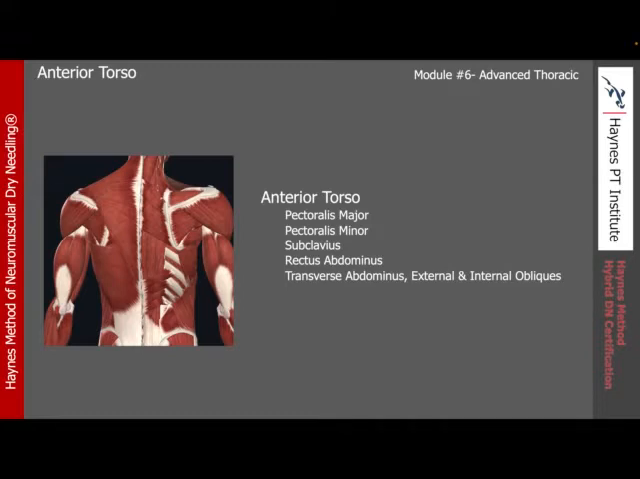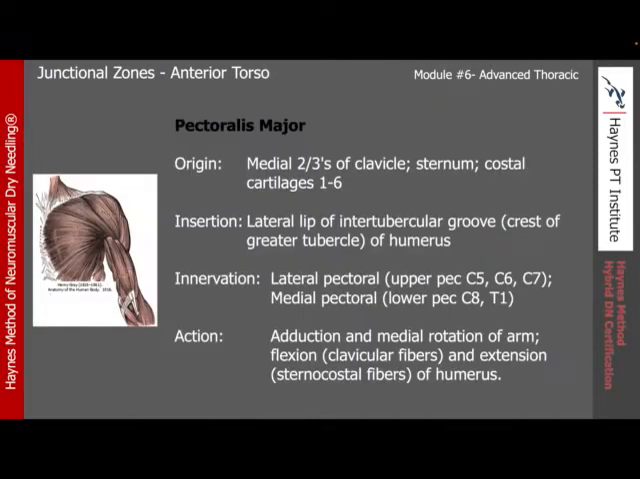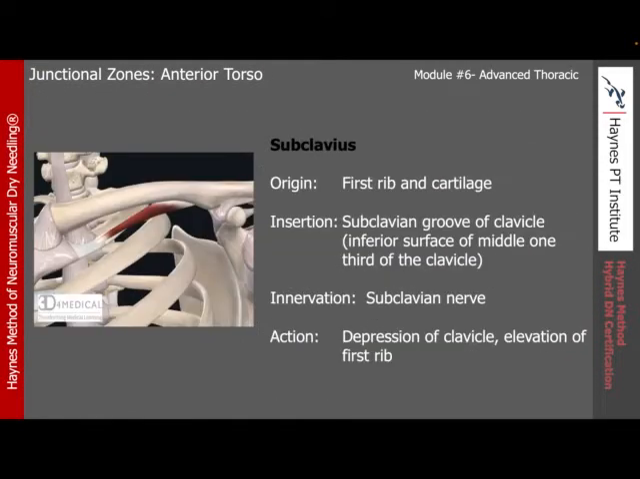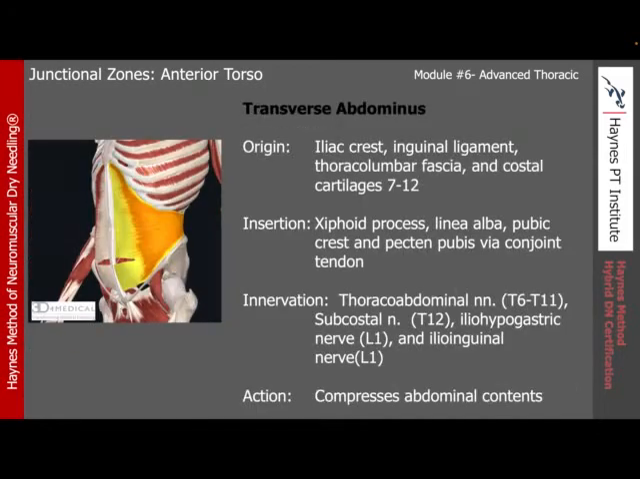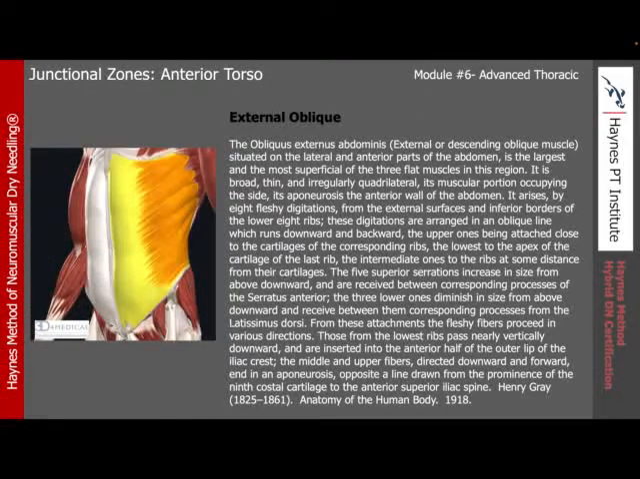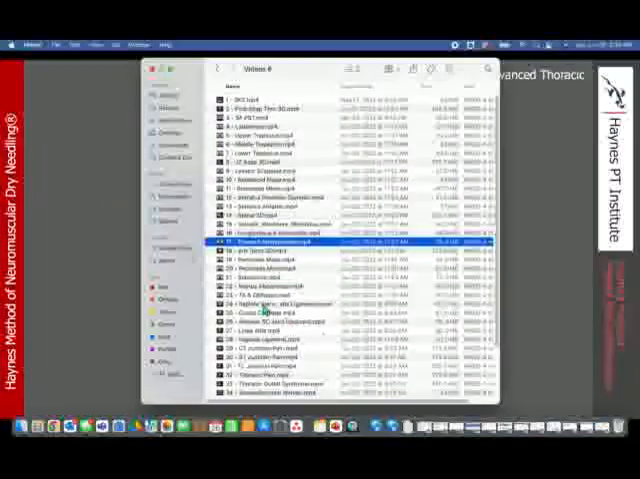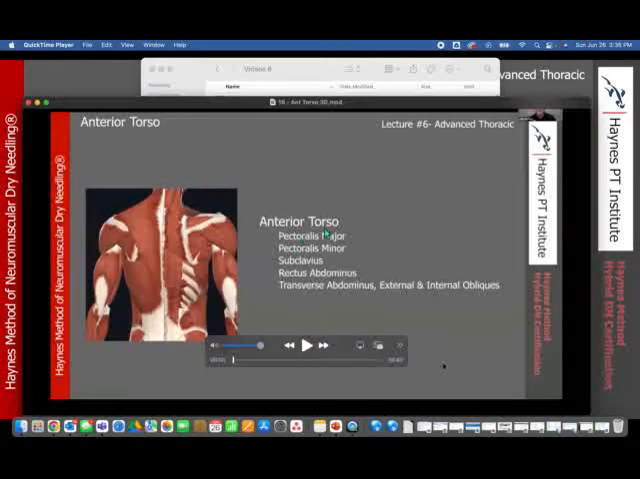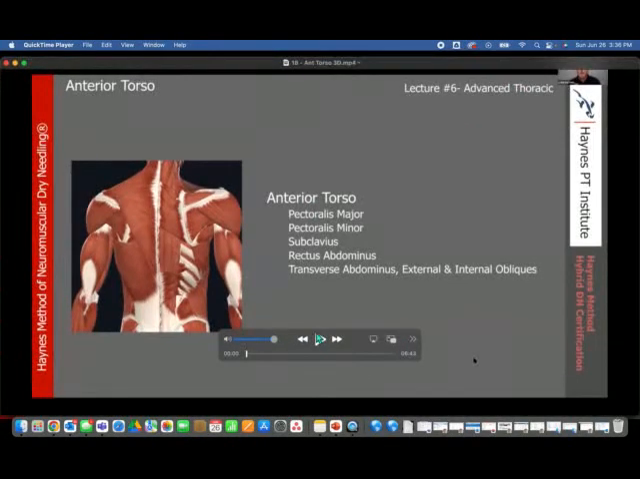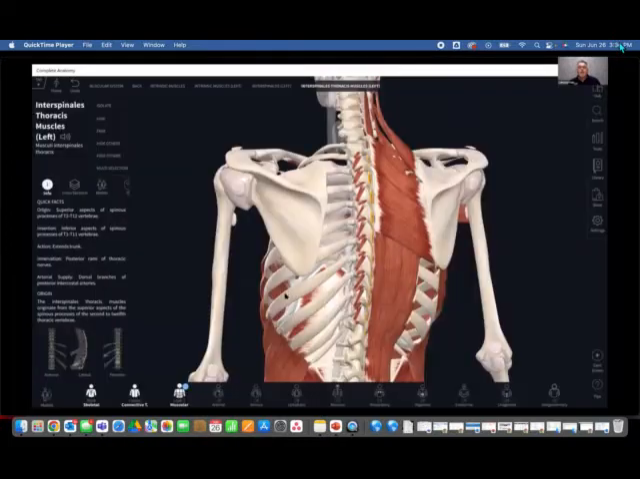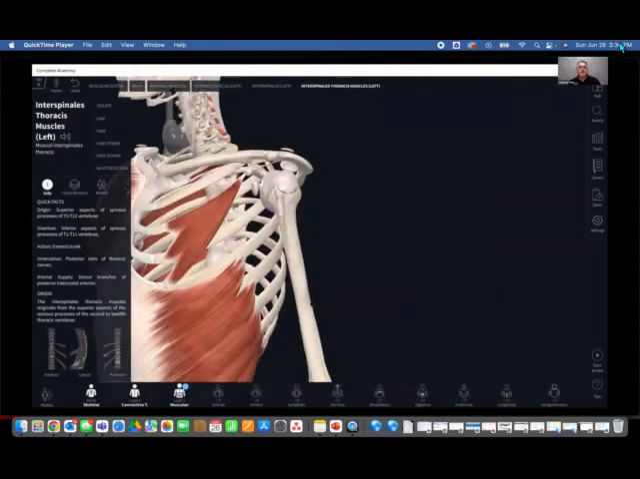Okay, now let's move on to the anterior torso. Here we'll look at Pec Major and Minor, subclavius, and then Rectus Abdominis, the Transverse Abdominis, and then external and internal obliques. So let's move through here. Let's get all the way to our 3D anatomy and discuss it there. All right, so let's move anterior.